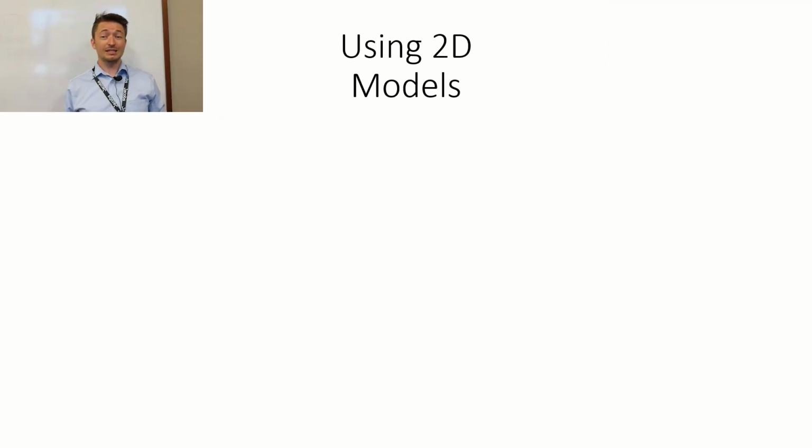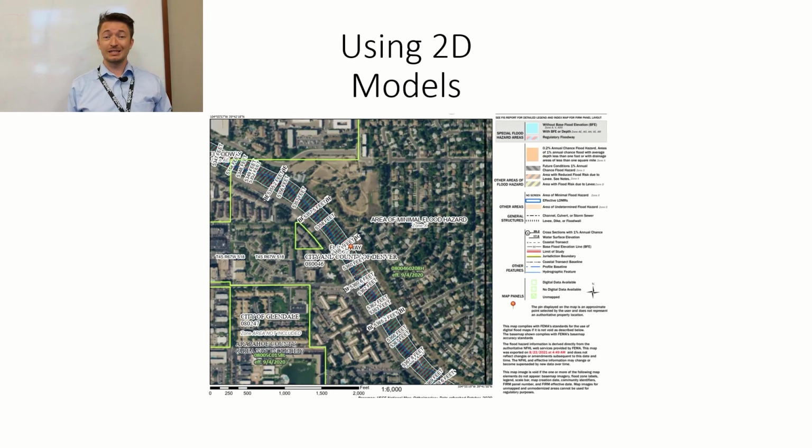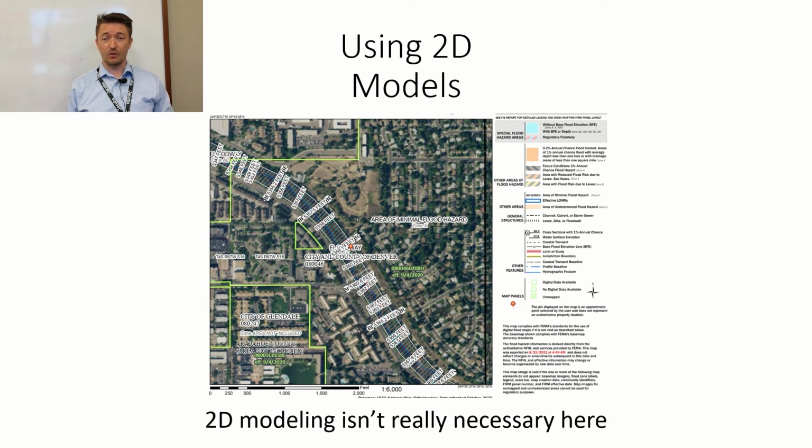This example on Cherry Creek is downstream of Cherry Creek Reservoir, where the creek is almost entirely contained in its banks. This is where 2D modeling is not really required, and a 1D model would be more than efficient.